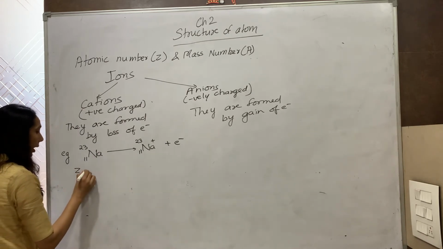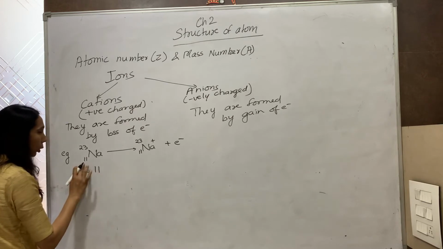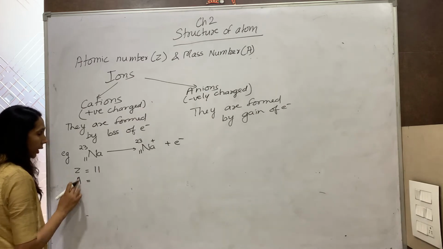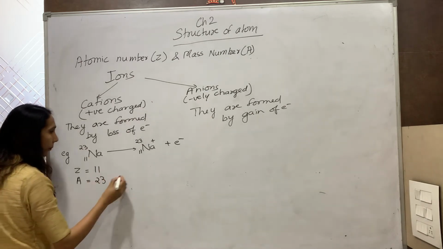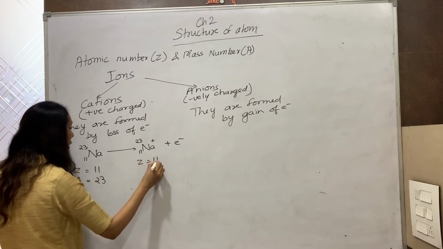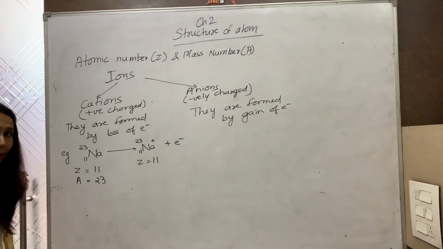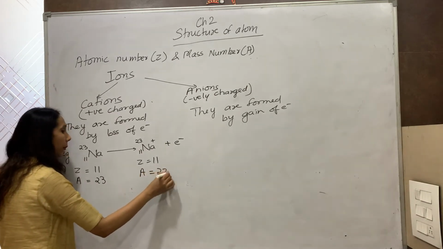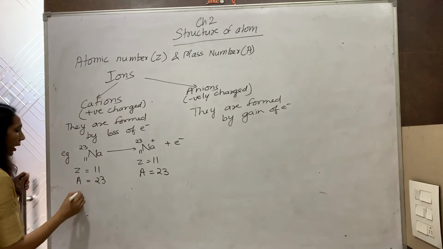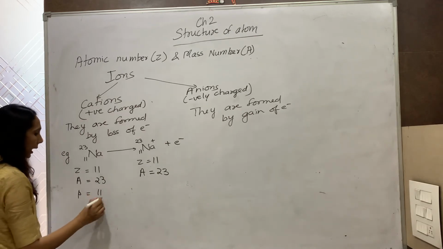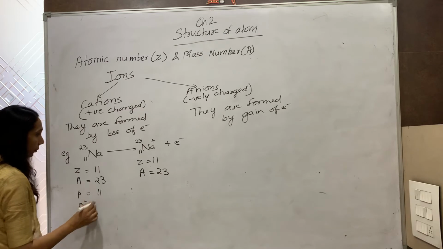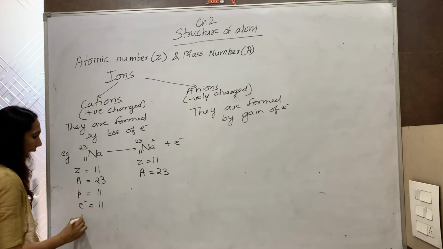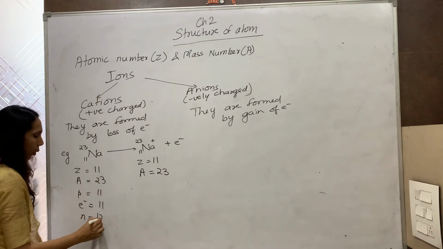Z is 11, number of protons is 11. Mass number A is protons plus neutrons, that is 23. In the case of Na positive, Z does not change because it is not losing or gaining any proton. So Z is the same. A is the same because protons and neutrons remain the same. Here protons equal Z, 11. We know that for the atom there is no charge, so protons and electrons are equal, 11. And neutrons are A minus Z, that is 12.